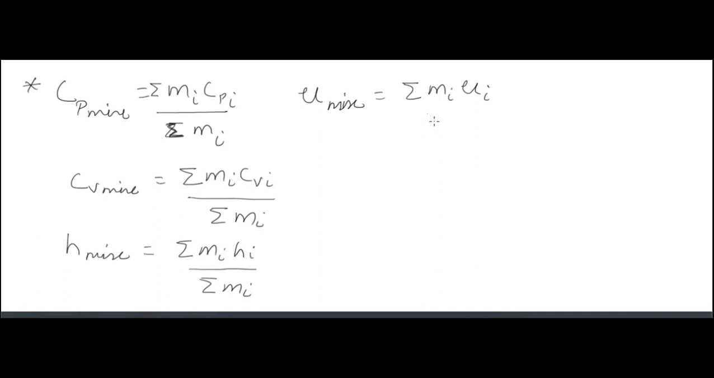Cp is the specific heat at constant pressure. Cv is the specific heat at constant volume. H is enthalpy. U is internal energy. The same applies with everyone: summation of mass into the value by summation of mass.